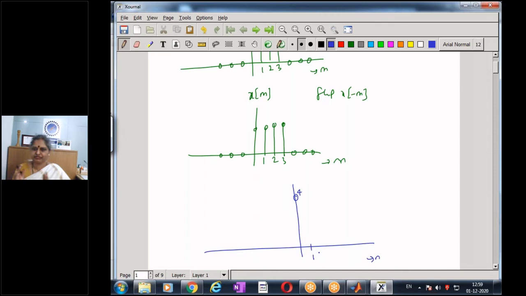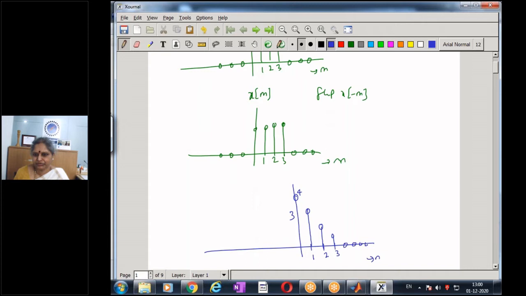If I shift it to the right by 1, this would become a 0, and 1 plus 1 plus 1 is going to become a 3. Now if I want to compute y of 2, once again I shift x of m to the right by 2, and then I have only 2 values, so I get 2. Finally at 3, it is going to be a 1, and then 0. But this is for the right.